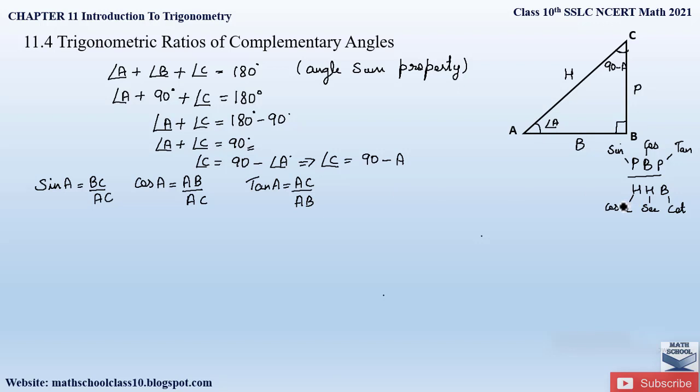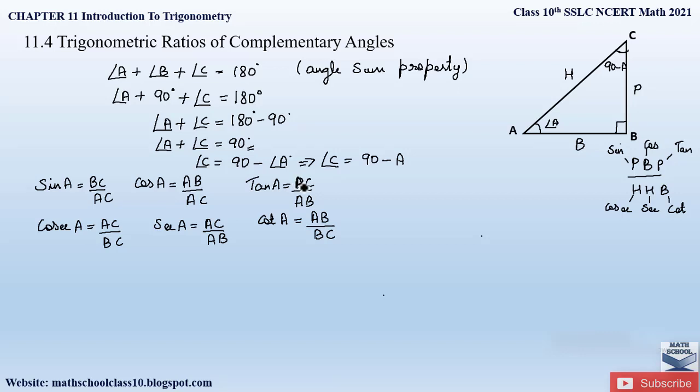Similarly, let us apply for cosecant. Cosecant is hypotenuse by perpendicular, which is AC by BC. Cosecant A is equal to AC by BC. Then secant A will be equal to hypotenuse by base. So hypotenuse is AC by AB, and cot A will be how much? Cot A is equal to base by perpendicular, which is AB by BC. Here tan is perpendicular by base, so our perpendicular is BC here.